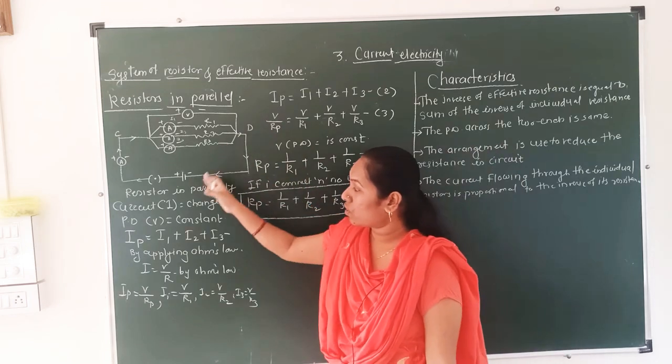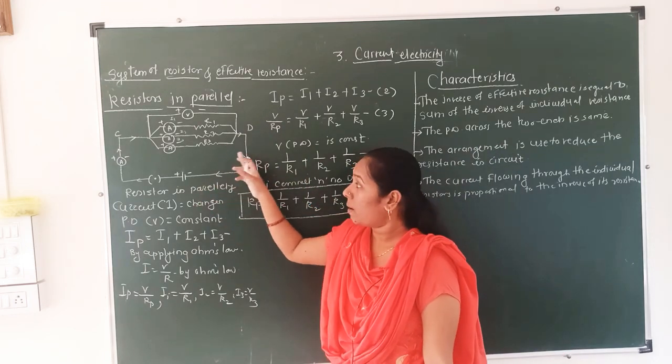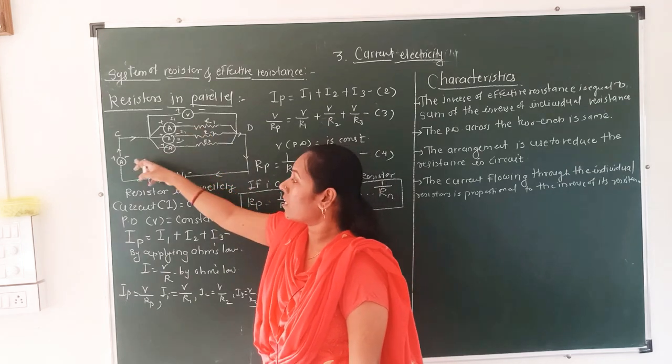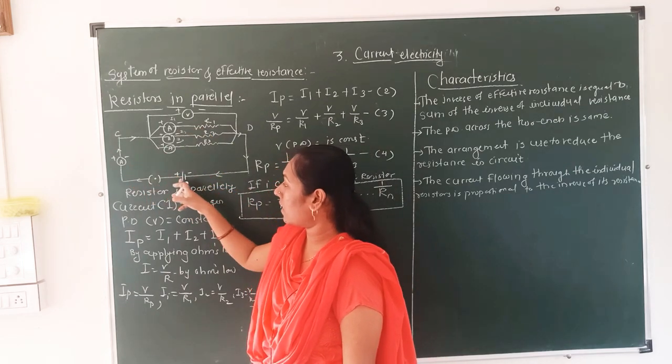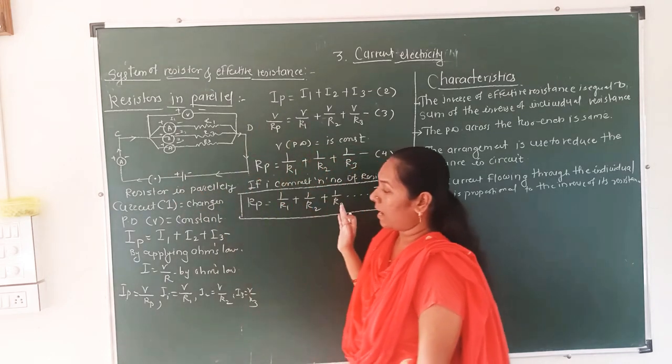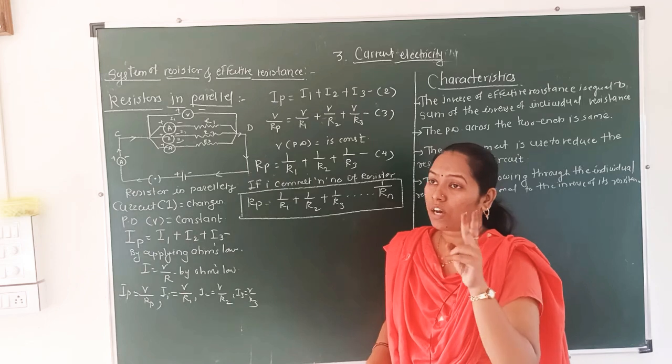This is the diagram which shows resistors connected parallelly. Here are the 3 resistors, here is the ammeter which measures the current, here is also an ammeter, here is the plug key, here is the cell, and this is the circuit diagram for resistors in parallel. Two things which are to remember.